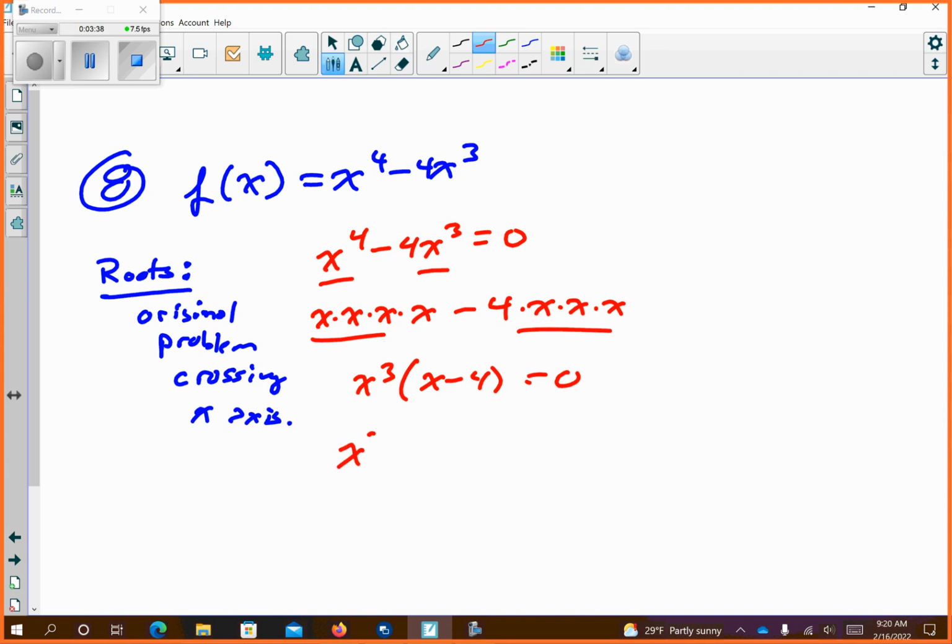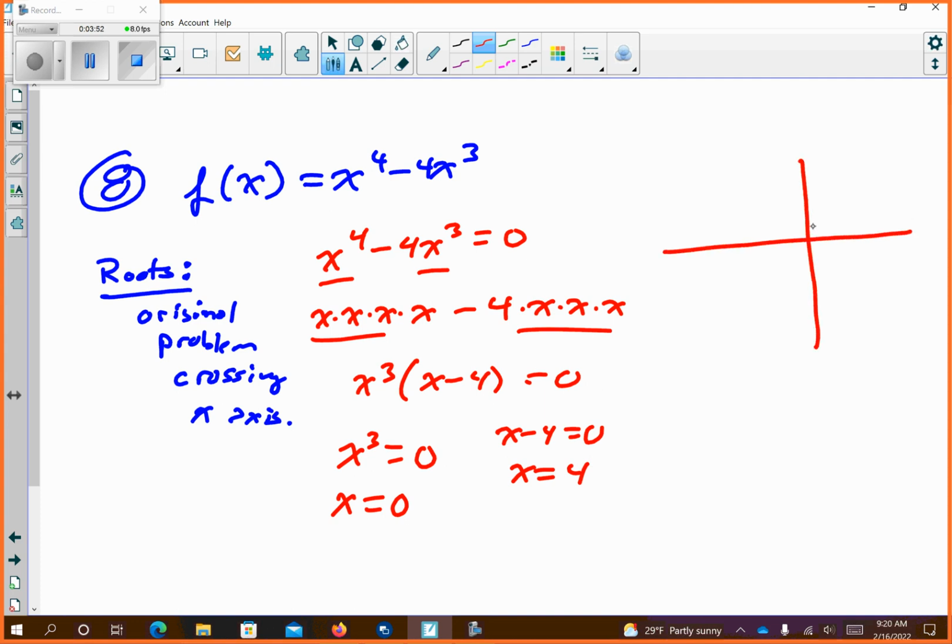So I wind up getting x to the 3rd equals 0. So this means x has to equal 0. And then I have x minus 4 equals 0, so x is equal to 4. So right now, on a graph, I know I have a root here and I have one here. I know those are my roots. That's what that very first part of the question is saying.